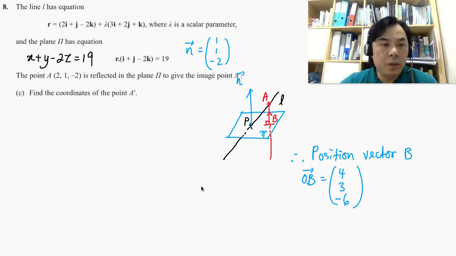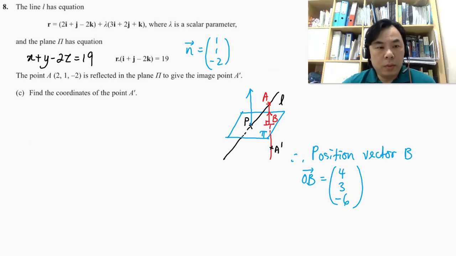All right, question C. Okay. Now the point A is reflected in the plane pi to give the image A prime. Sorry, let me clean that up. To give an image A prime. Now the A prime, according to this diagram, would be somewhere here. That will be our A prime. It's a reflection about the plane pi here. Okay, now that will be our reflection. And then we need to find the coordinates for A prime here. Okay, now that will be quite direct.